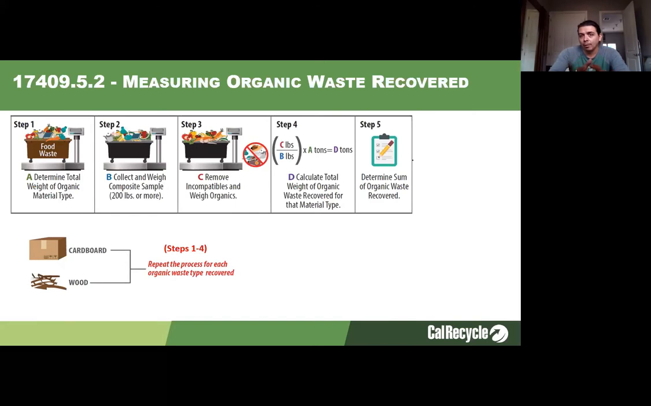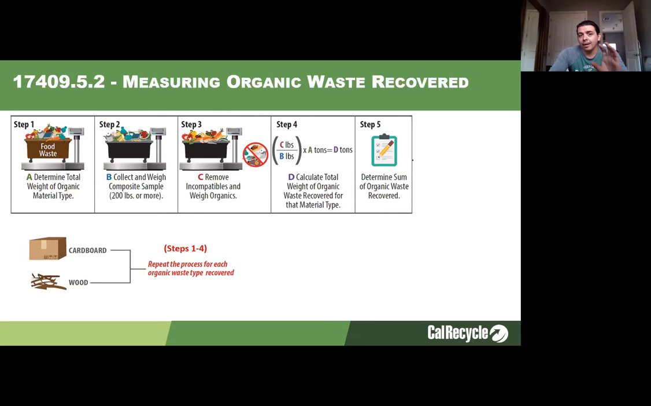And then with step 4, they're going to conduct a calculation. And this calculation you're going to see throughout all these different measurement protocols. It's going to be C over B times A equals D. So C is your sample weight without incompatibles, and it's divided by your total sample weight. And once you divide those two into each other, what that's going to tell you is, of that 200-pound sample, how much of it is actually organic, and how much is incompatible.